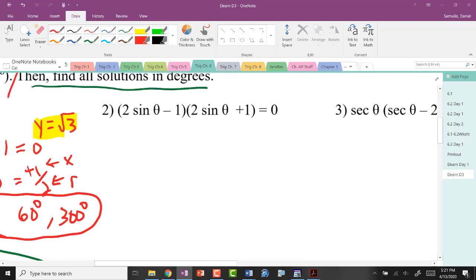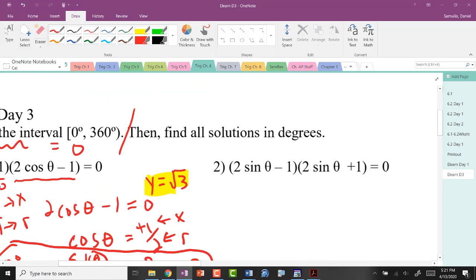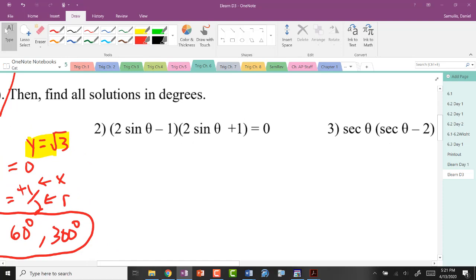Well, okay, I said I was going to say this too on this one, and we're going to do the same thing. Degrees, 0 to 360, but then show what all solutions would look like, which ain't no thing, chicken wing.